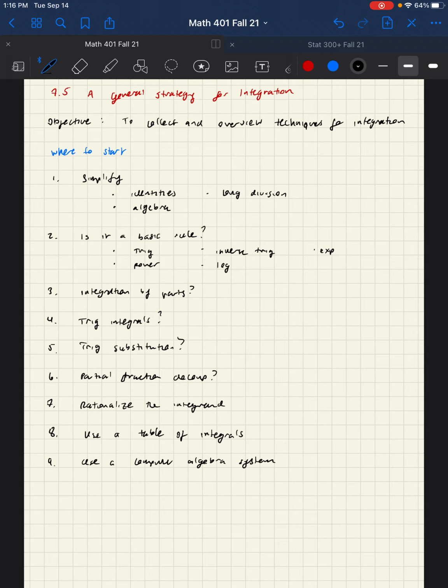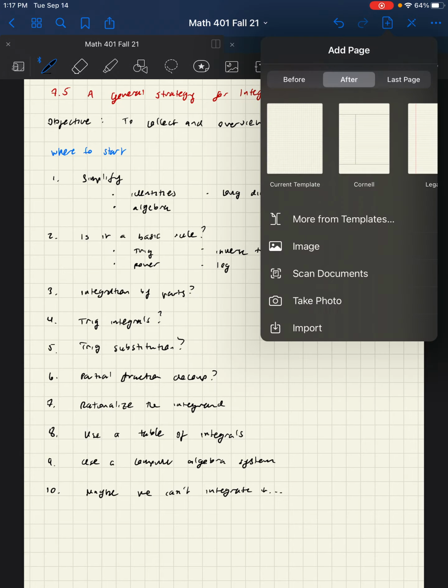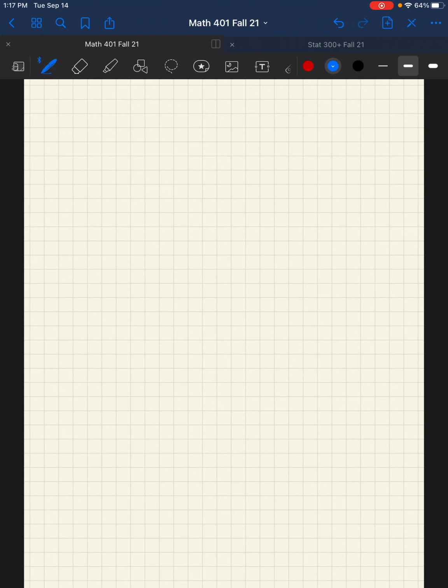And again, we'll get into this later, but this means software, really. It's software that helps you perform symbolic integration. We'll get into all that later. And then, if none of this works, maybe we can't integrate it. Okay, that sounds ominous, but let's just briefly talk about that, because I think it's worth discussing.